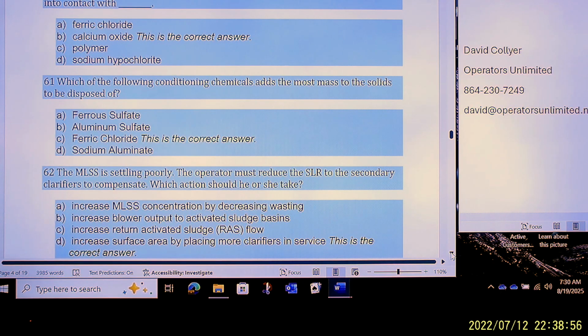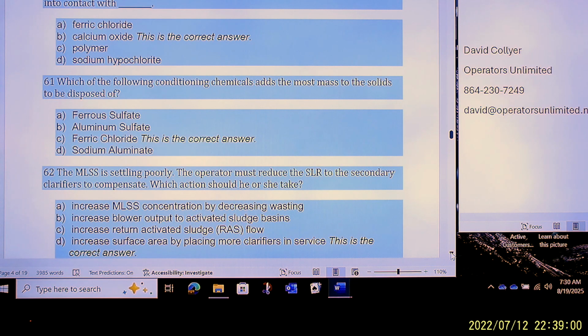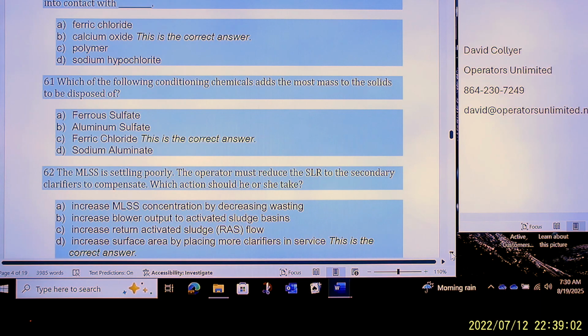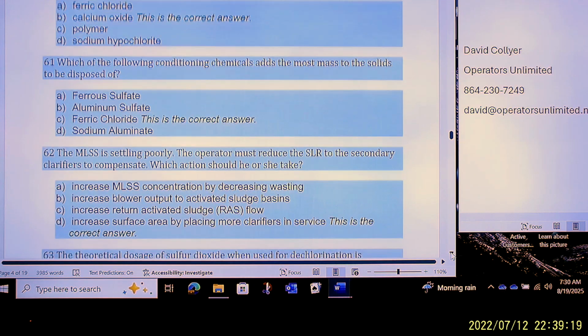60. Alum, a common wastewater coagulant, will cause a violent reaction if it comes into contact with A, ferric chloride, B, calcium oxide, C, polymer, D, sodium hypochlorite. The answer to 60 is B, calcium oxide.